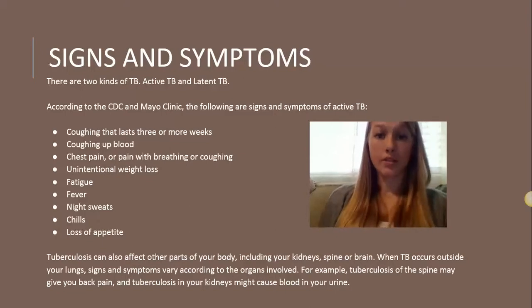unintentional weight loss or loss of appetite, which ties to that, fatigue, so you're very tired throughout the day, fever and night sweats, which kind of go together, as well as chills.